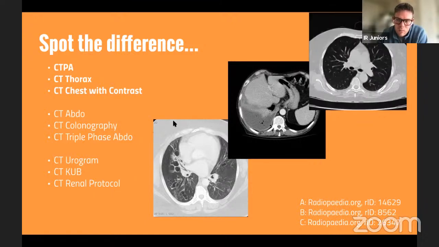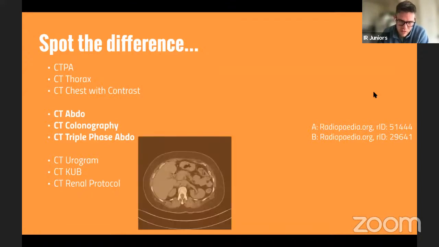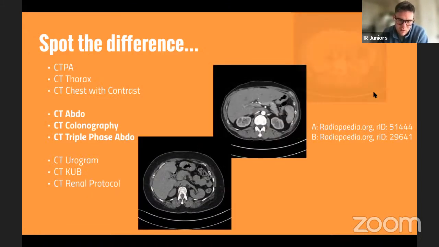So if you look at the CTPA, which we've just changed over there, you can get a good representation of the lung tissue from that as well. I'm going to defer back to Matt after we go through these three to see if he has anything to add about these different types of CT scans.